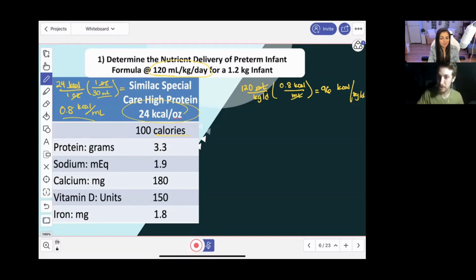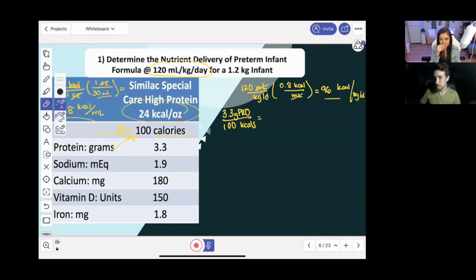We're going to do proportions here. So we know that with this formula, we're going to rewrite the equation. We have 3.3 grams of protein for every 100 kcals. Okay, because that's what's given right here. And we're going to equate that to x over what we just found. Because we want to know how many grams of protein per 96 kcals, per kilogram per day.